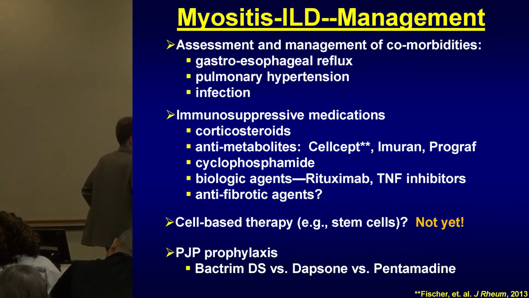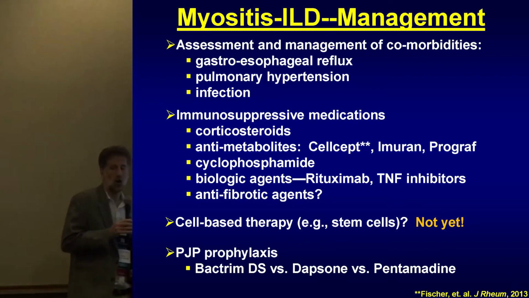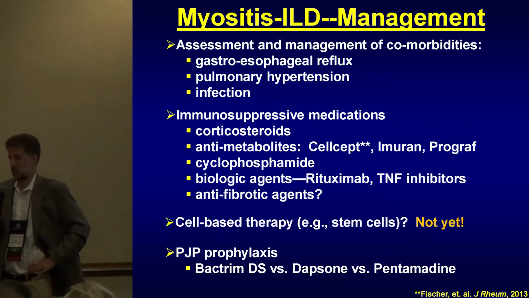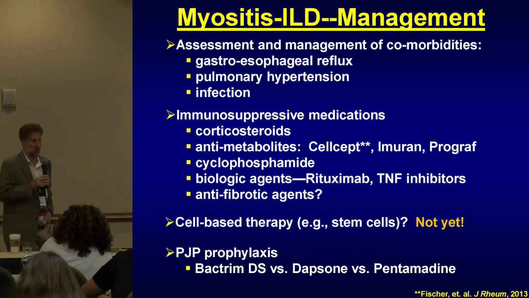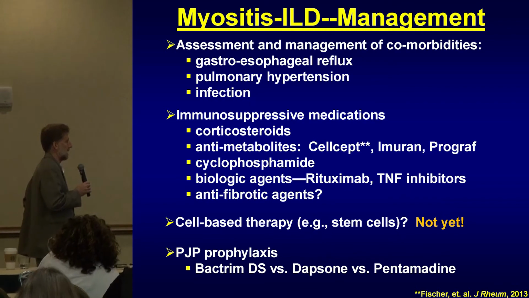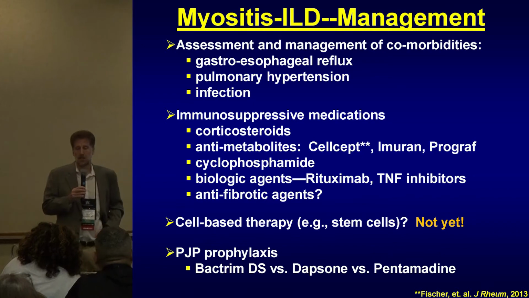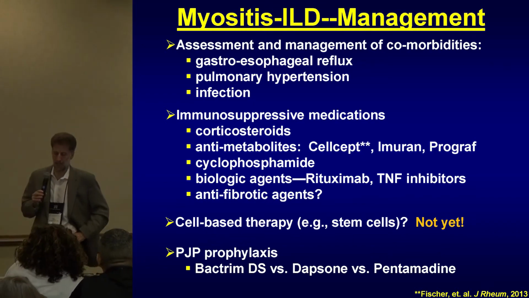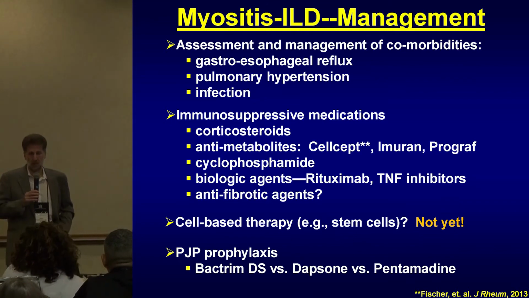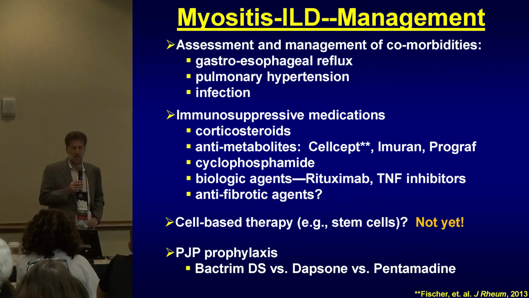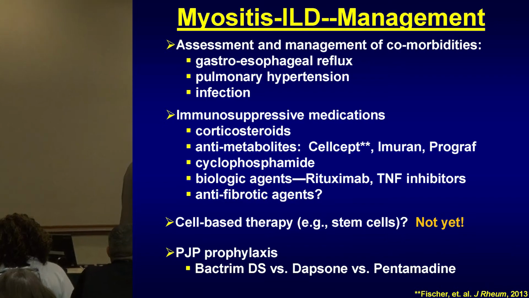So one of the newest things on the horizon are so-called anti-fibrotic agents. They're medicines which you may not have heard of, things like pirfenidone or Ofev, nintedanib. And these are medications which have been approved for use in another lung condition called idiopathic pulmonary fibrosis. That's a disease where there's much less of an inflammatory component to the lung disease than we see in myositis. And the problem really is excess fibrosis or scar tissue formation.